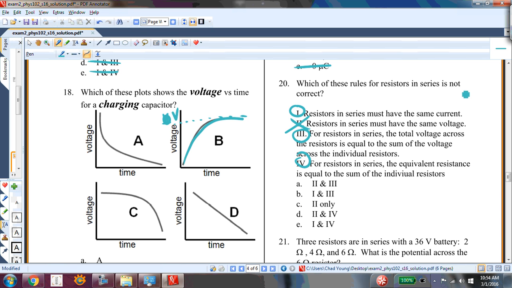Oh, I'm looking for ones that are not correct. I'll make sure that we have a point there. So number 20 I'll take a look at, but I might change it. But the answer here is the one that is not correct is 2 only.